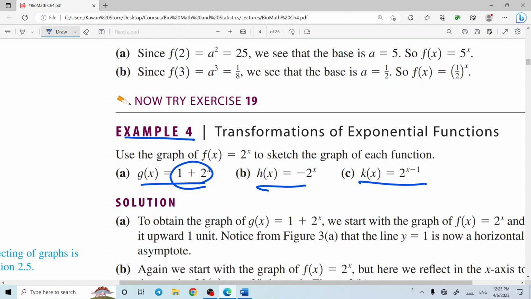So the original function is what? Is y equal to 2 to power x. Am I right? This is the original. Clear. So I know the shape is like that. Now, we add 1 inside or outside? Of course, outside. So I'm going to shift it up.